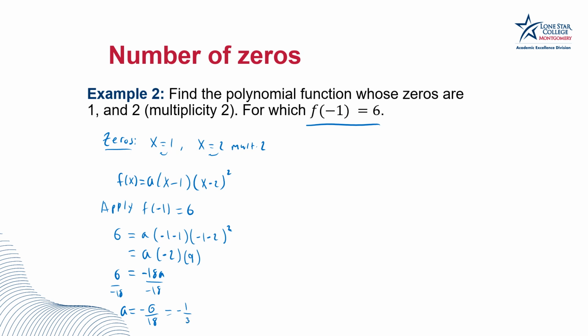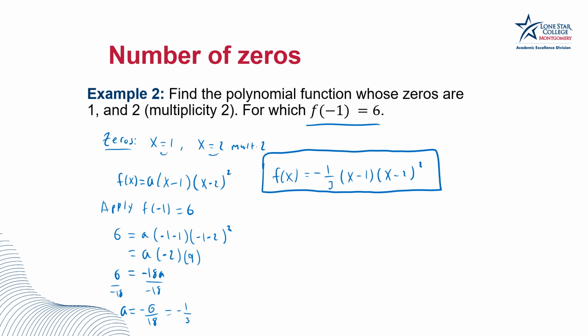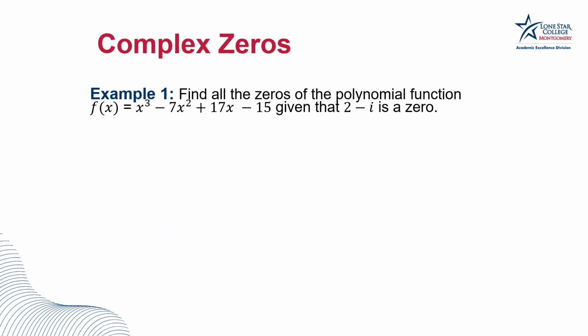So our polynomial function here can be represented as negative 1/3 times x minus 1 times x minus 2 quantity squared. And that right there would be our answer. Now let's look at an example involving complex zeros. So the question says, find all zeros of the polynomial function f of x equals x cubed minus 7x squared plus 17x minus 15, given that 2 minus i is a zero.